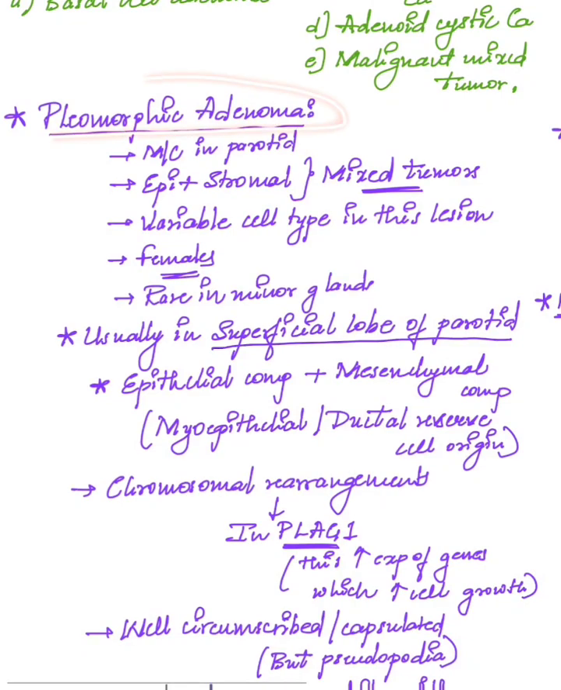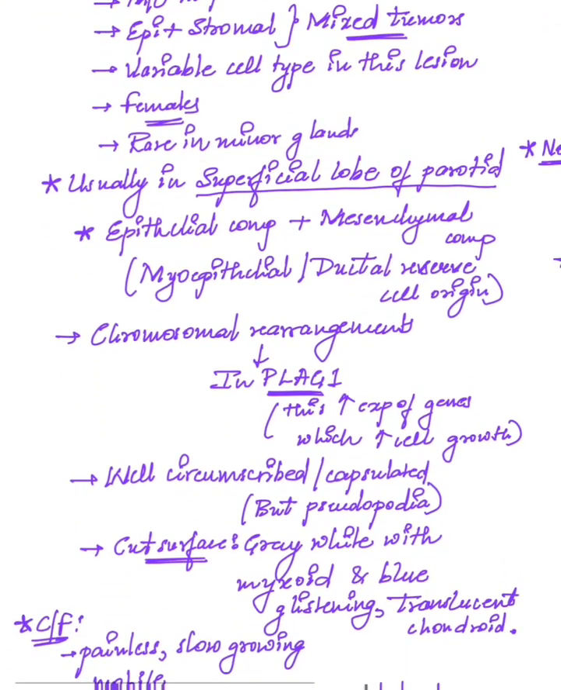Coming to pleomorphic adenoma, it is most commonly seen in the parotid. It is a combination of both epithelial and stromal components, hence it is known as a mixed tumor. It has variable cell types in this lesion. It is predominantly seen in females than males. It is rarely seen in minor salivary glands.